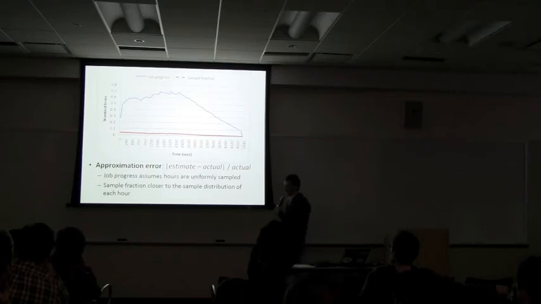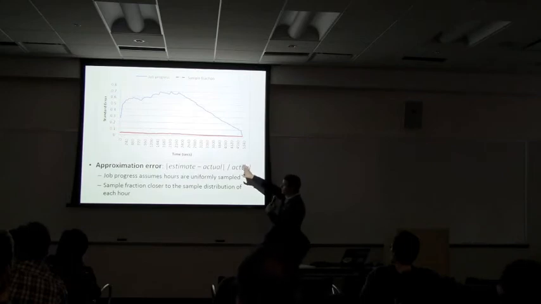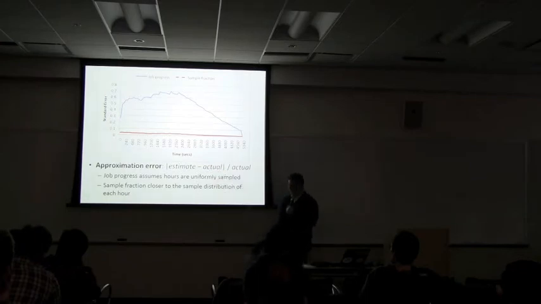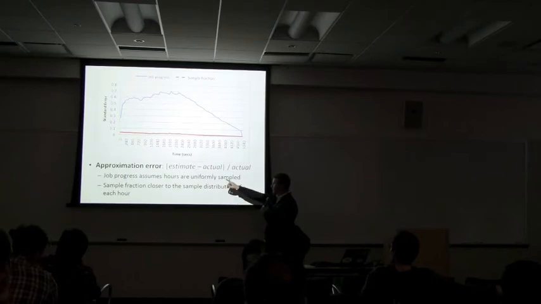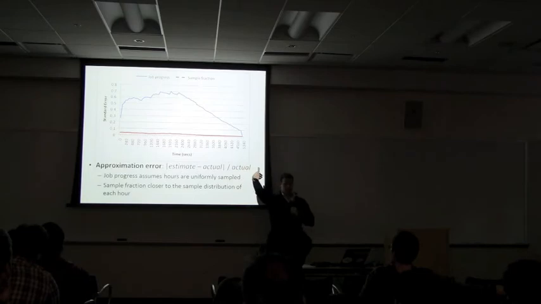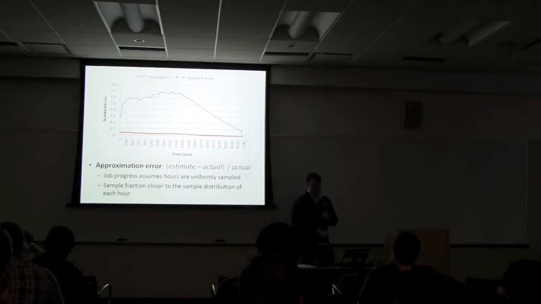And the reason why the job progress is so bad is explained right here. On the x-axis I'm plotting time, so the job takes about 2 hours here. On the y-axis I'm plotting the standard error. What is the standard error? It's also known as approximation error. It's the absolute value of the estimate minus the actual, divided by the actual. So how far are we off from the actual? A 1 means that we're off twice as much. So that's pretty bad. Now the problem with the job progress is that it assumes the hours are uniformly sampled.